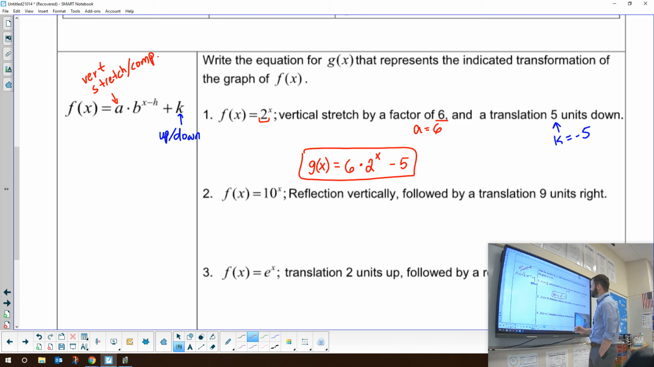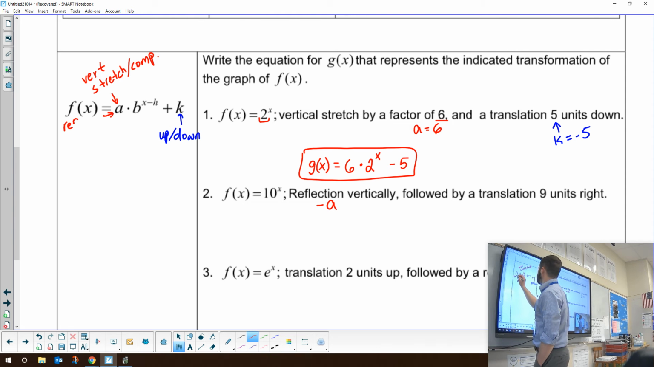Okay? All right, let's take a look at number 2. So number 2, we start with a base of 10. Nothing changes there. Okay? Then we have a reflection vertically. That means we're going to have a negative a, so a negative out in front. If it doesn't give you what your a is, we're just going to have a negative in front, a -1, you might say. So that's another thing, that a also does our reflections. So that's something to keep in mind.